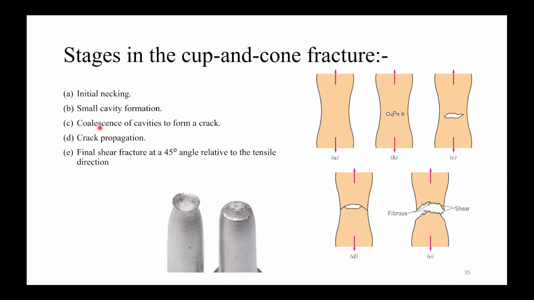Now these cavities will coalesce to form a crack. This type of crack will form, and now this crack will propagate. Then there is final shear fracture at a 45-degree angle relative to the tensile direction. So this is your 45-degree angle to the tensile direction. Fibrous and shear type of facets are seen here.